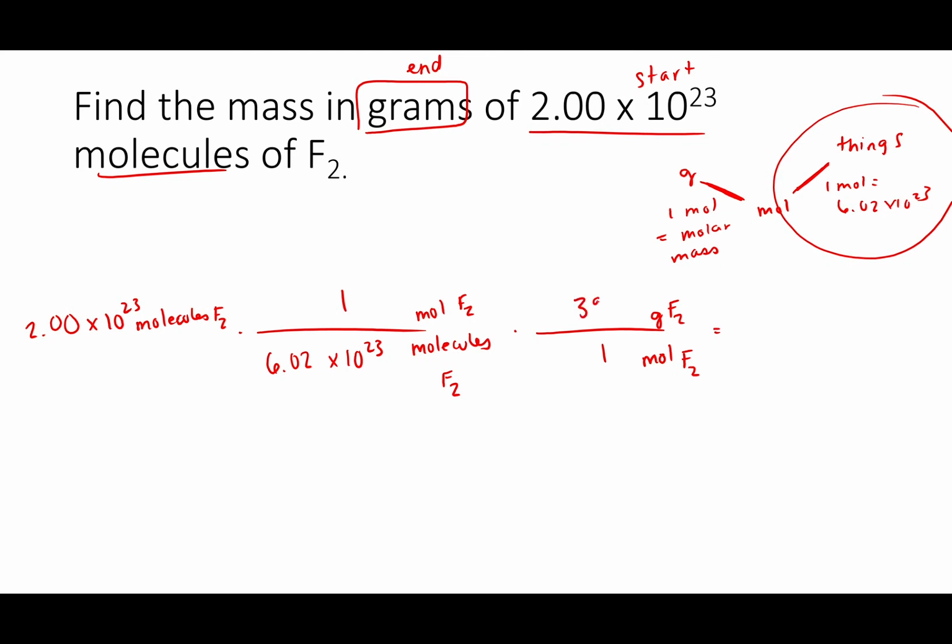So 38 grams per mole. Remember, I have 2 fluorine atoms. So I'm going to divide by Avogadro's number. Then I'm going to multiply. And so my correct answer with sig figs is going to be 12.6 grams of F2.